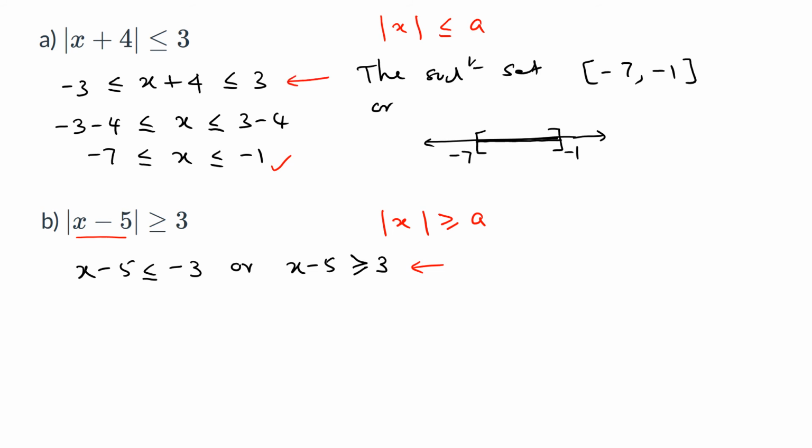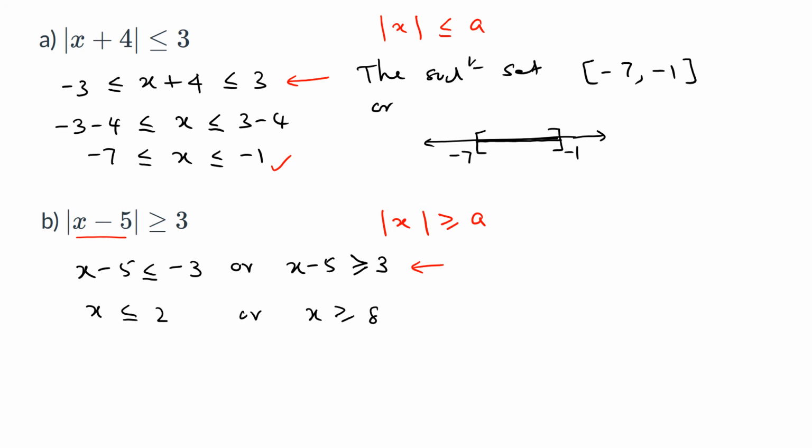So we're going to add 5 to both sides. If you add 5 to both sides, negative 3 plus 5 is 2. And then for the other one, you add 5, so you're going to get x greater than or equal to 8. So it says x less than or equal to 2 or x greater than or equal to 8.